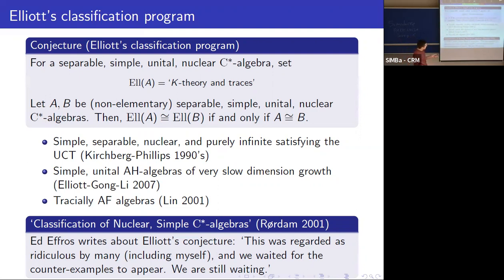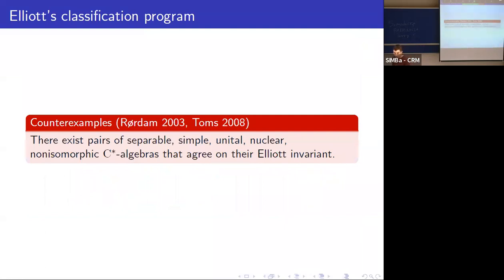The book, this is not the title of the book. The book has two titles and it's divided in like two smaller books. The first part of that book is called Classification of Nuclear Simple C*-Algebras. I highly recommend it if you're interested in this. It's a book written by Elliott. The reason why I mention this is because I find it extremely funny that 2 years later, Rørdam found counterexamples to the Elliott conjecture.